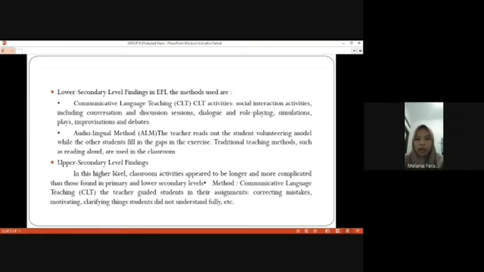And then in the upper secondary level in TEFL, at this higher level, classroom activities appeared to be longer and more complicated than those found in primary and lower secondary levels. The approach is communicative language teaching or CLT, where the teacher guided students in their assignments, like correcting mistakes, motivating, clarifying things students did not understand fully, etc.